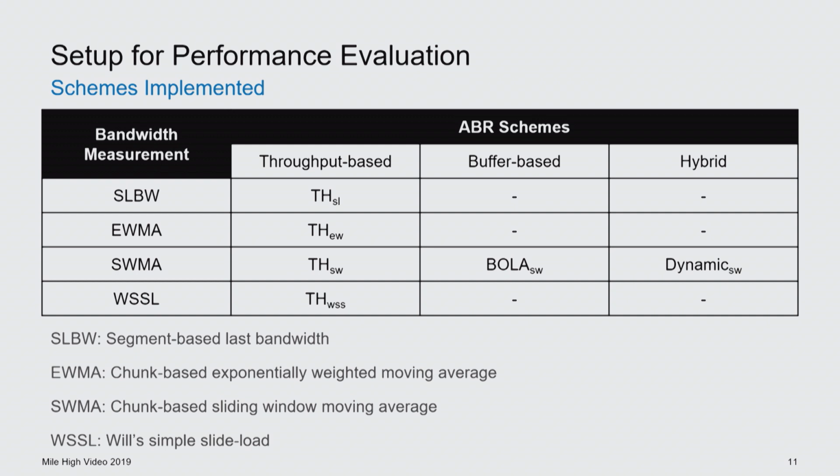The approaches we have compared our method against are listed here. Some people use segment-based last bandwidth, so they look at the bandwidth of the last segment. There is chunk-based exponentially moving average. That's also used, but again, it is not really identifying bad or good chunks, so it's computing over the entire list of chunks. There's a chunk-based sliding window. It's a bit different than the second one. That's also commonly used.